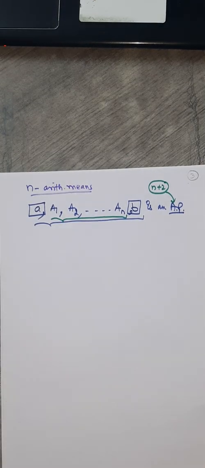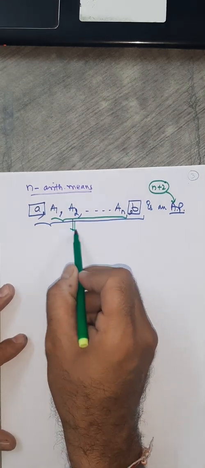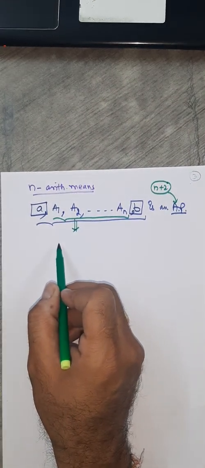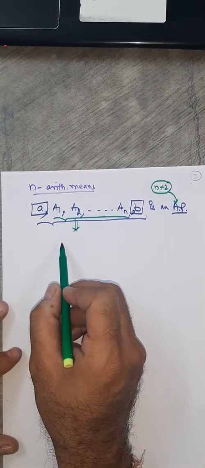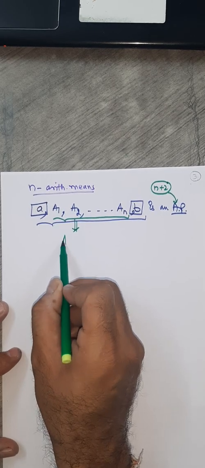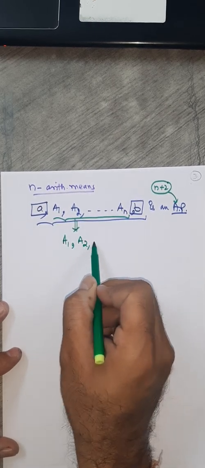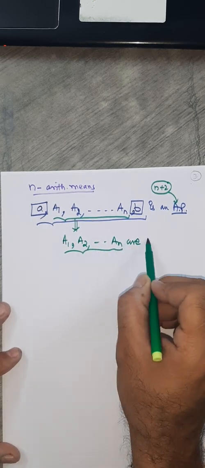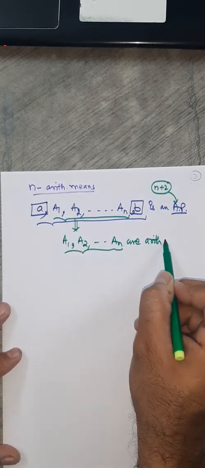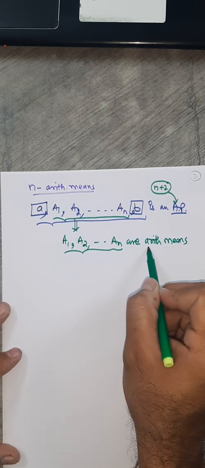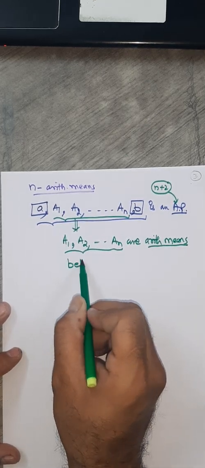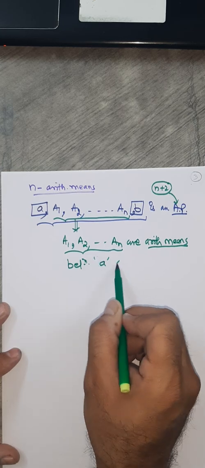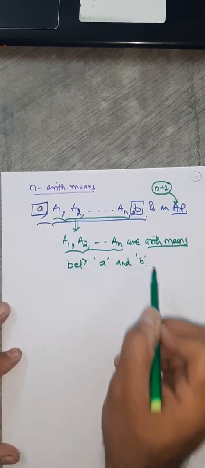This forms which progression? Arithmetic progression. Then these are called n arithmetic means. These are the n numbers, A1, A2, up to An, which are arithmetic means between a and b. These are the given two numbers.